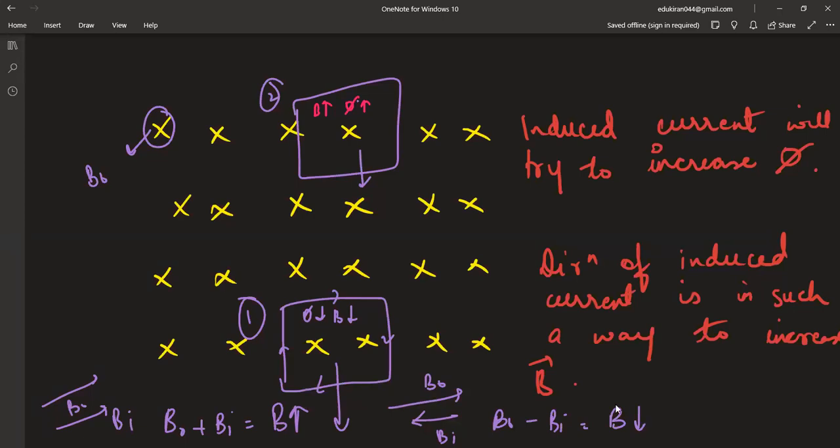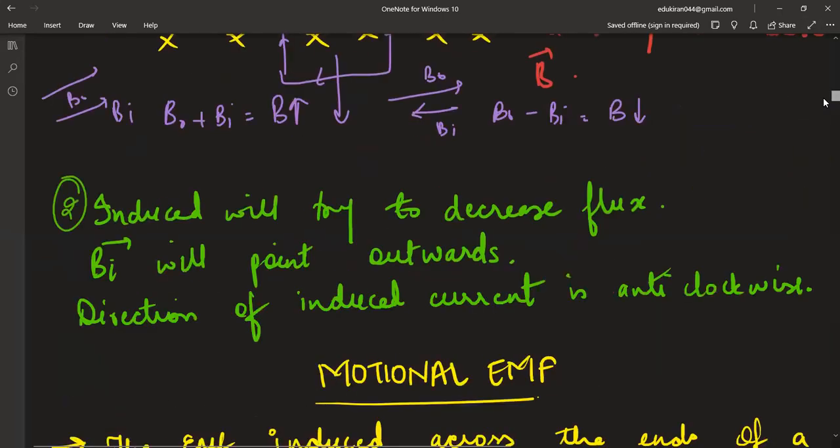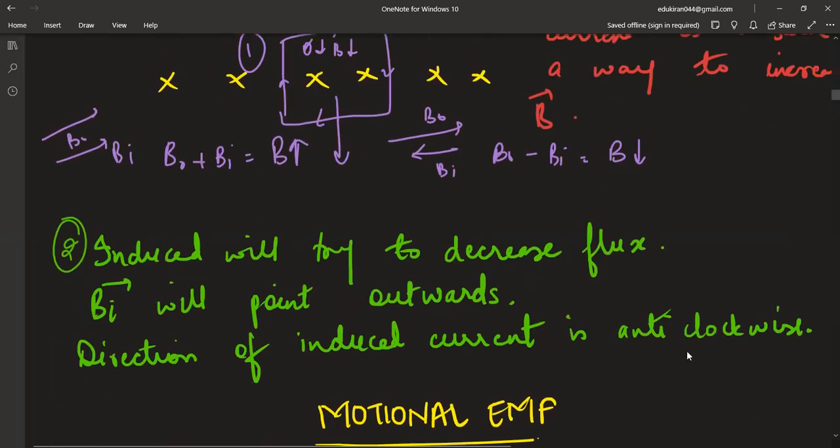So how to decrease the flux? By taking the opposite direction of magnetic field lines. Original is pointing inwards, so outwards will be the induced one. If you keep your thumb outwards, the curvature of fingers will be anti-clockwise. So in the second case, you will get the direction of induced current as anti-clockwise.